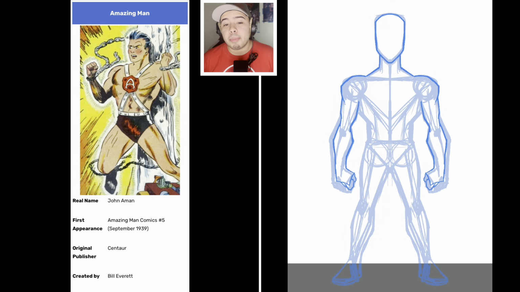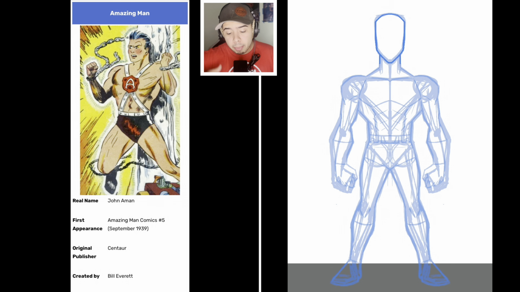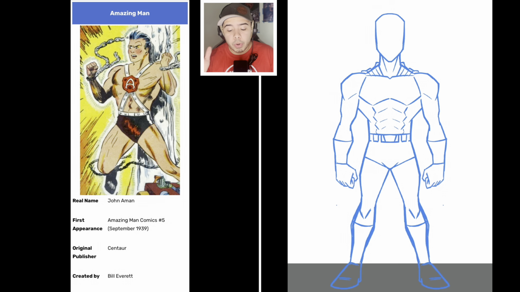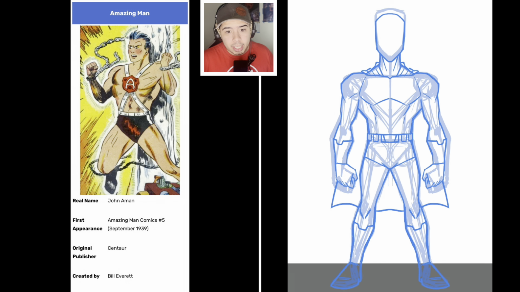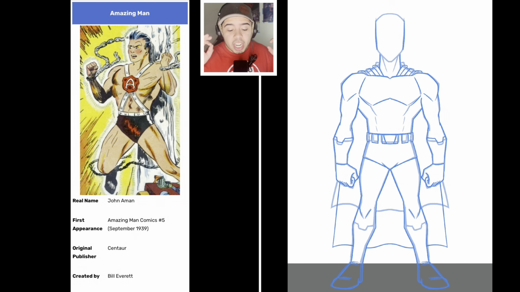But for some more context, let me give you a little bit more info about the public domain character of Amazing Man. The character's real name is actually John Adams, but his first appearance was in Amazing Man Comics number 5 from September of 1939, and it was created by Bill Everett. His story is very interesting, and keep in mind that a lot of these characters were made by the 30s and 40s, which was the World War II era. So understand that some things are going to be very classical cliché.